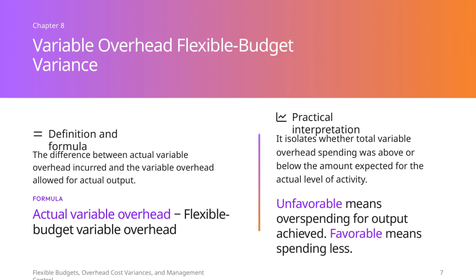If the variance is unfavorable, it means we overspent relative to the output achieved. On the other hand, a favorable variance indicates we managed to spend less than anticipated. Understanding this variance is crucial for management control, as it highlights areas where overhead costs can be better managed or where efficiencies have been achieved.